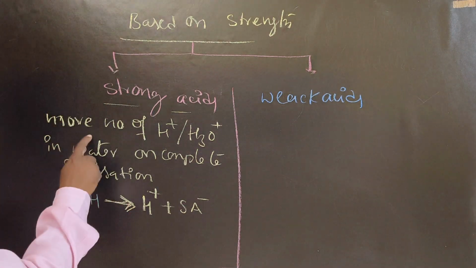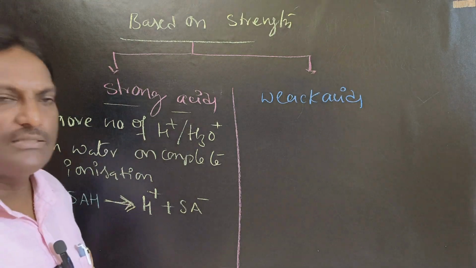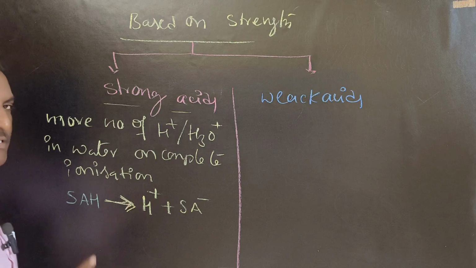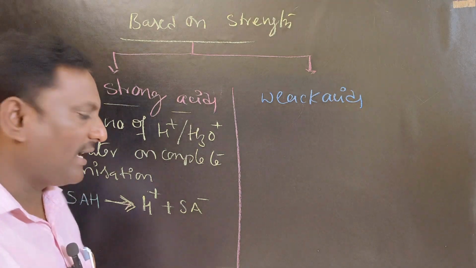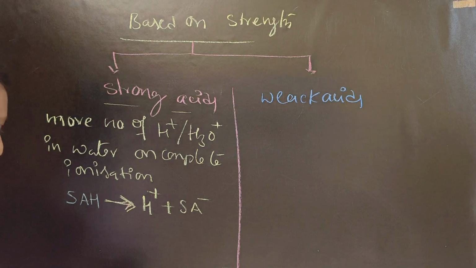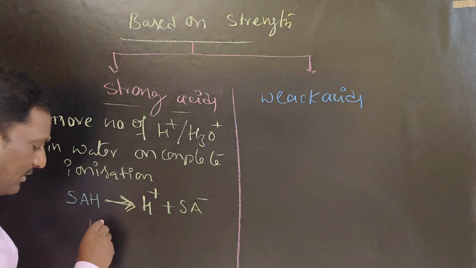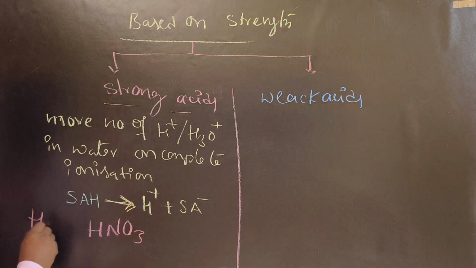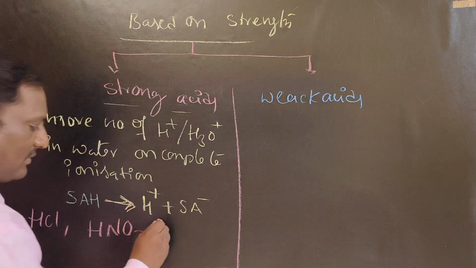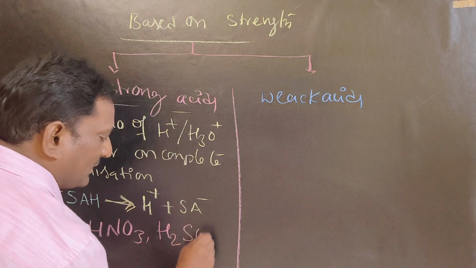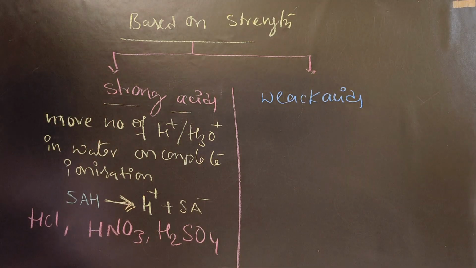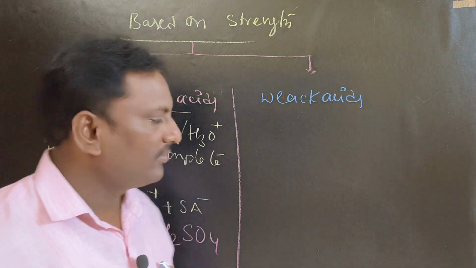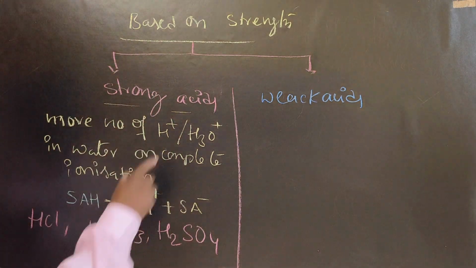Strong acid means produce more number of hydronium ions or hydrogen ions in water on complete ionization. Examples: nitric acid, hydrochloric acid, sulfuric acid, generally considered as strong acids. Is it clear to you, my dears? Right, very good. Strong acids.